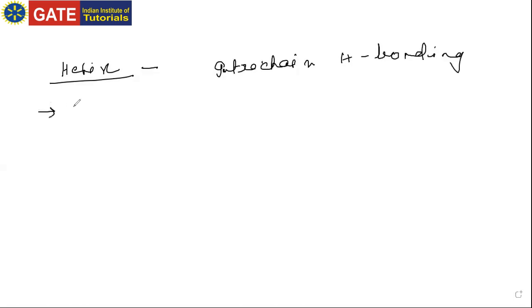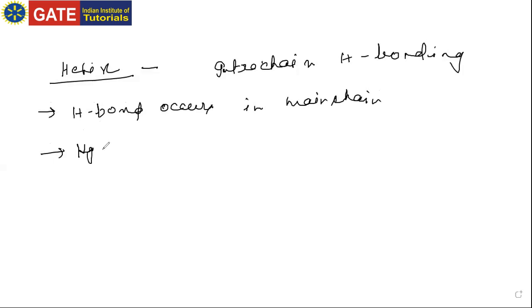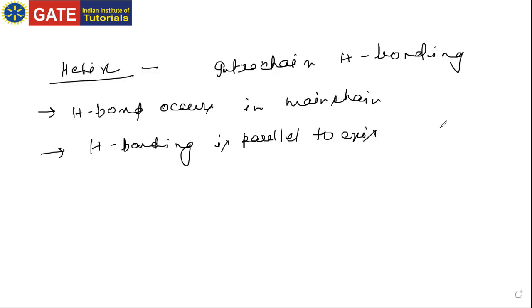So we can say that hydrogen bond occurs in the main chain, and hydrogen bonding is parallel to the axis. How is it?